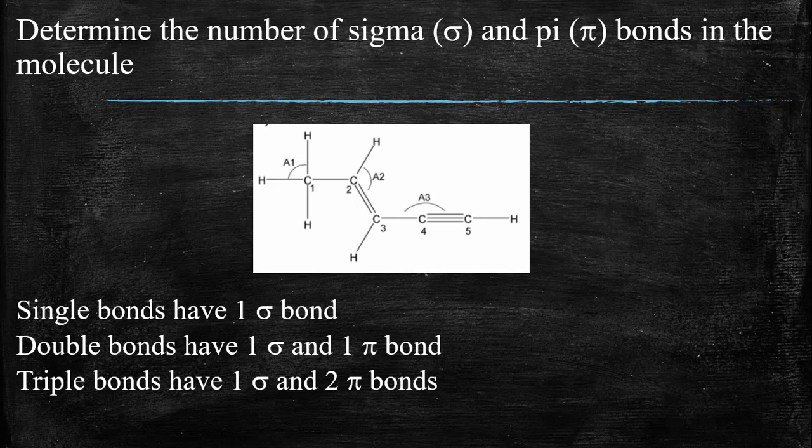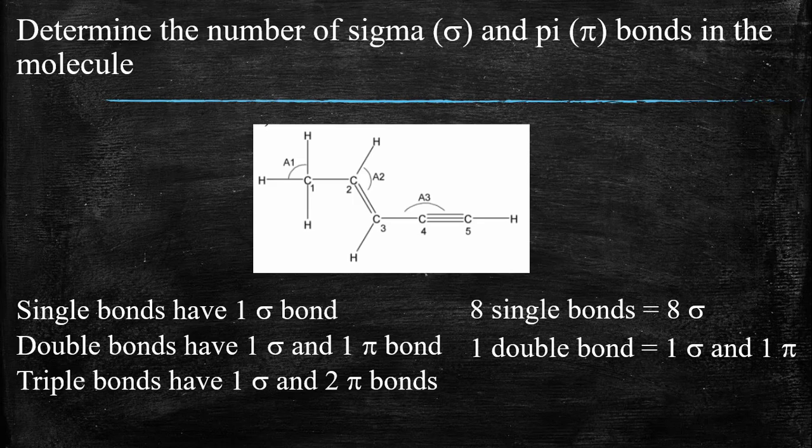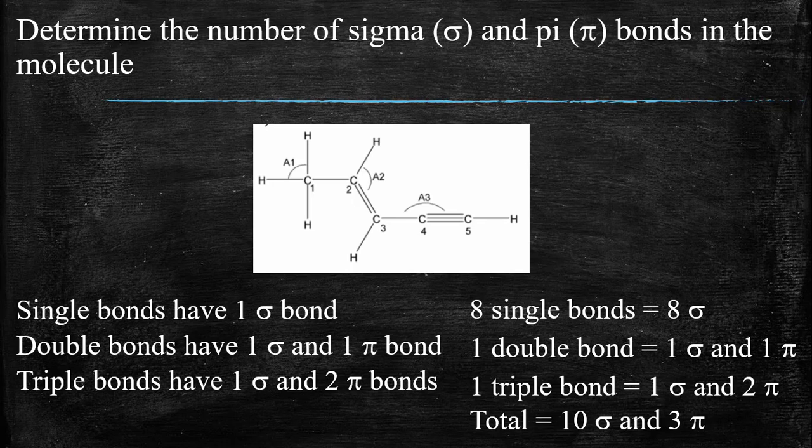So looking at this molecule, we see there are 8 single bonds. So that's 8 sigma bonds. There is 1 double bond, which is another sigma bond and a pi bond. And there is 1 triple bond, so we have 1 more sigma bond and 2 pi bonds. And when you add up the numbers, you get a total of 10 sigma and 3 pi bonds.